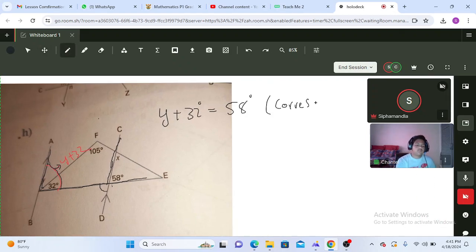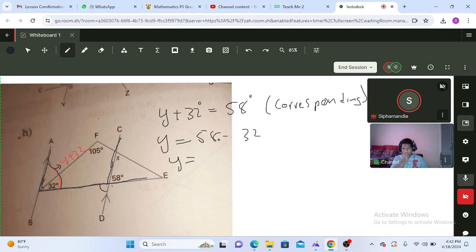I will also use the vertical opposite angles as I said. I'll show you how we are going to apply that. Then you can solve for y here. So your y is equal to 58 minus 32. So what is 58 minus 32? 26, right? So it's 26 degrees. So that is the first way how you're going to get this.